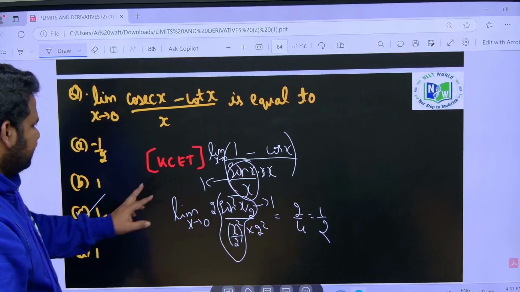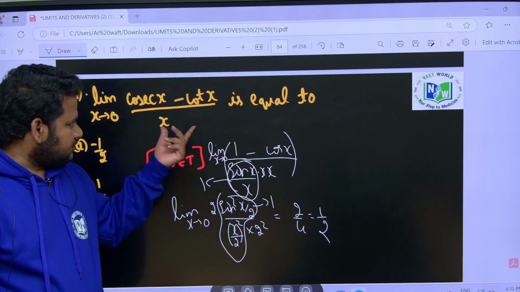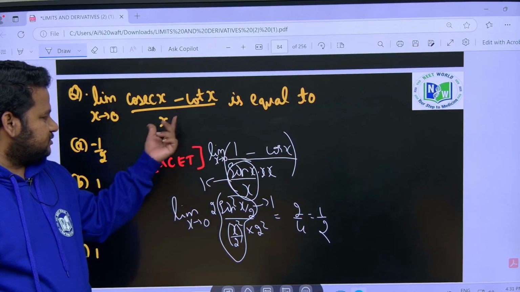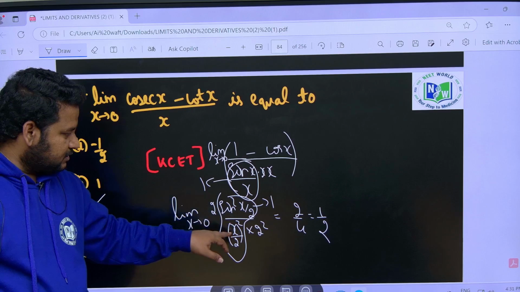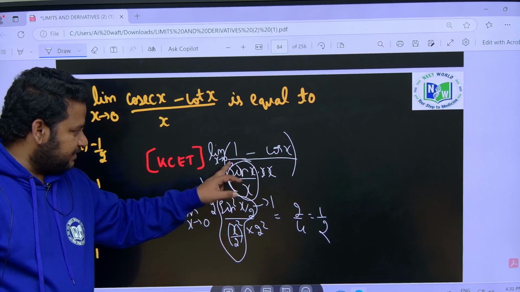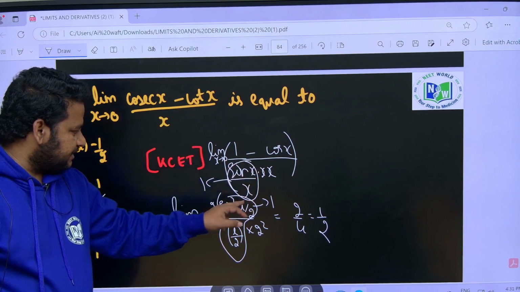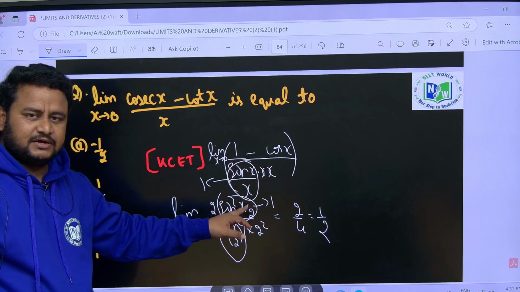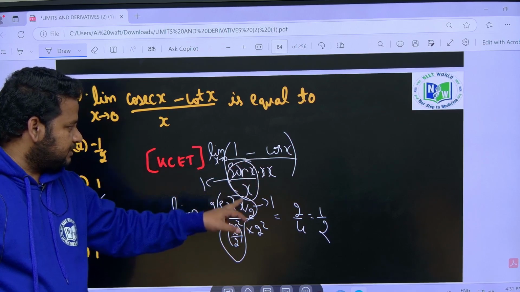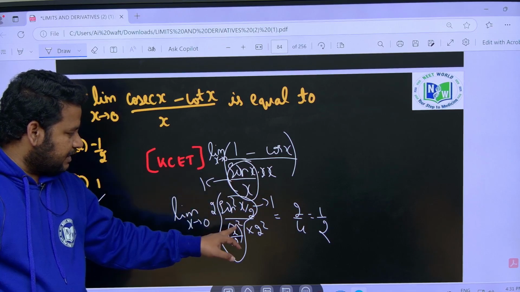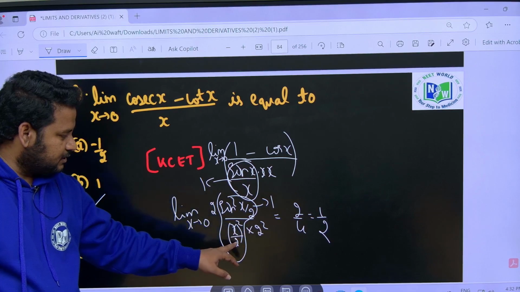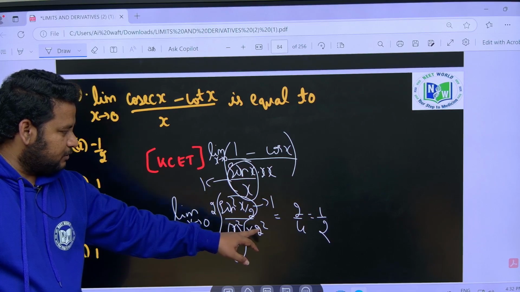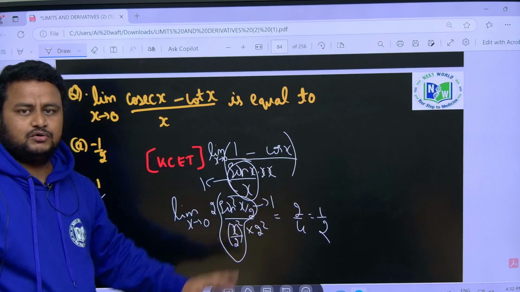Fine, friends. First I converted cosec x minus cot x into sin and cos. Sin x by x I made because I divided and multiplied by x, so I got the value 1 here. Here I will get 1 minus cos x by x square. 1 minus cos x is 2 sin square x by 2. Here I have x square, so I wrote x by 2 whole square and multiplied by 2 square. So I am having 2 by 4, that is equal to 1 by 2.